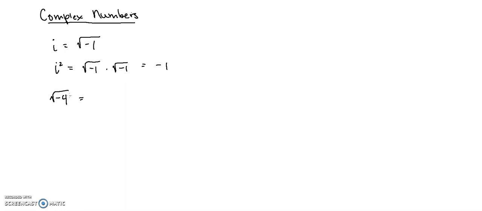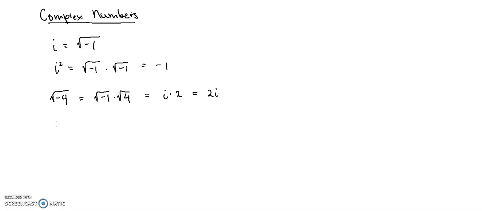So if we have the square root of -4, we can break that up how we did before: the square root of -1 times the square root of 4. What can we find the square root of? The square root of -1 is i, the square root of 4 is 2. We've got i times 2, and normally we put numbers first and letters second, so we're going to write that as 2i.